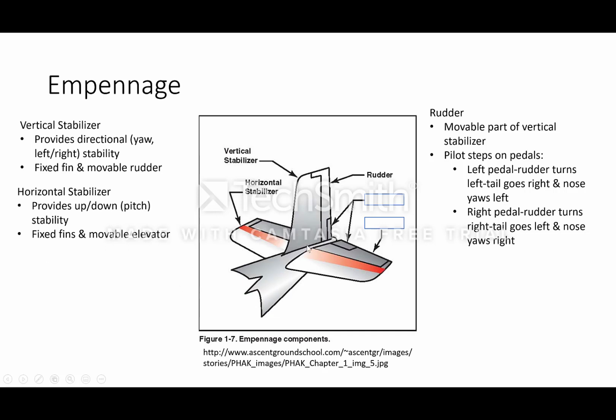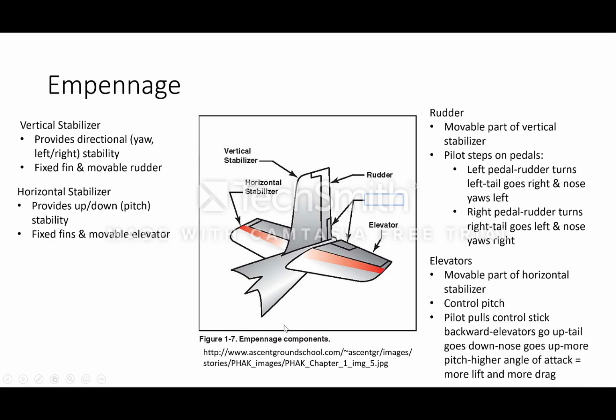The horizontal stabilizer is the flat part of the empennage. It provides pitch stability, so the up and down motion of the plane's nose. It is made up of fixed fins and a movable elevator. So the elevators are the movable parts of the horizontal stabilizer. There's one on each side. They control pitch. If the pilot pulls the control stick back toward them, so they're pulling it basically out of the dashboard, and I use that term loosely, towards their belly, towards their chest, the elevators will go up.